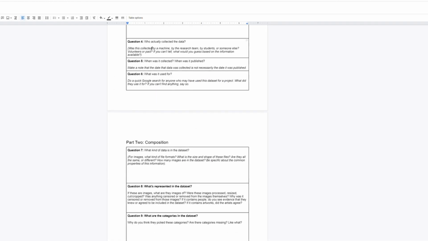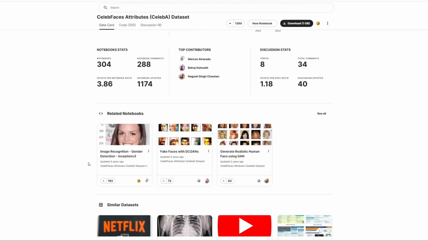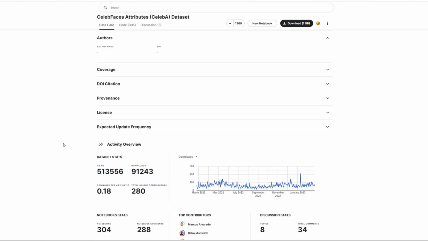What was it used for? Well, let's see. We can scroll down to the bottom if you remember. Related notebooks, so gender detection. Making fake faces, so somebody did use it to generate faces, though we don't know if it was necessarily for commercial purposes. And then here, generate realistic faces. So this is interesting because this is a data set that was made for face recognition, and yet people have downloaded it and used it to generate real faces based on these celebrity faces.